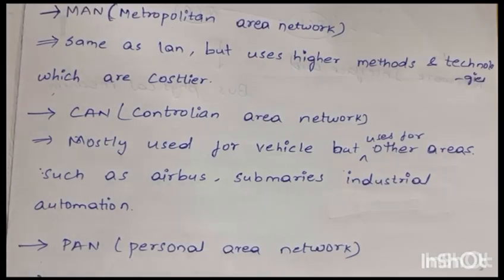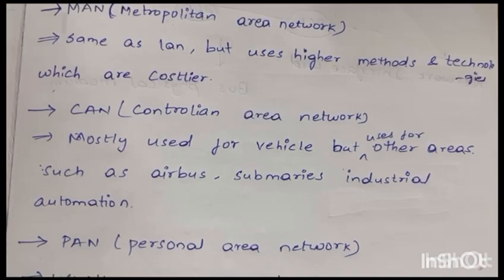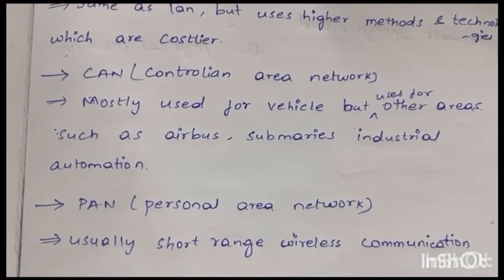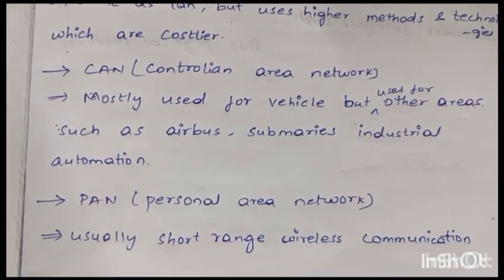CAN is a controller area network. It is mostly used for vehicles and also used in other areas like airbuses, submarines, industrial automation, etc. PAN is a personal area network. Usually it is short-range wireless communication, like for suppose our Wi-Fi in the homes. So that is a best example for the personal area network.